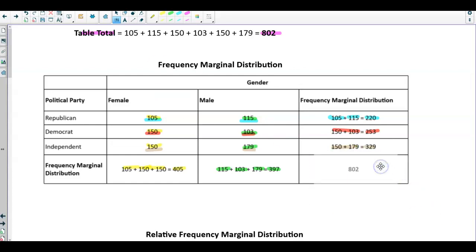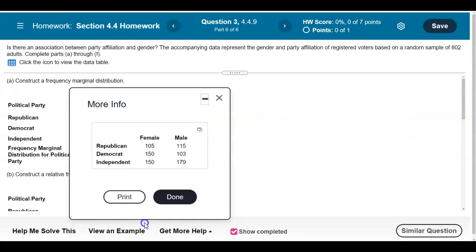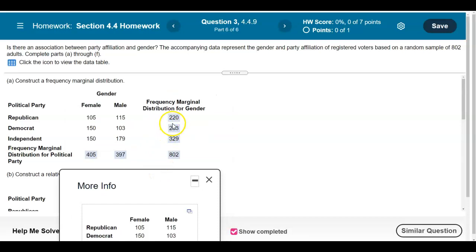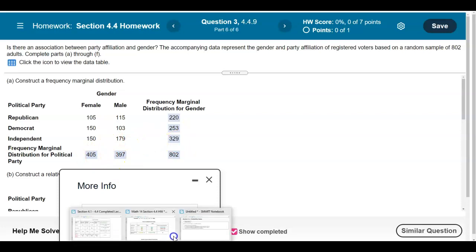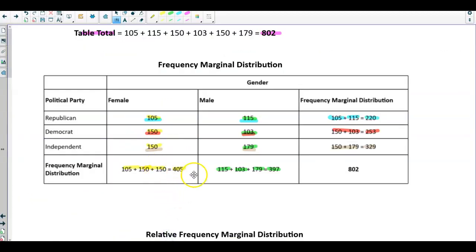So the table total is going to have to equal 802. When we add all these values up, it gives us 802. When we add these values up, it also gives us 802. So if we take a look, we have our values, 220, 253, 329, 405, and 397, and therefore that matches our results over here.